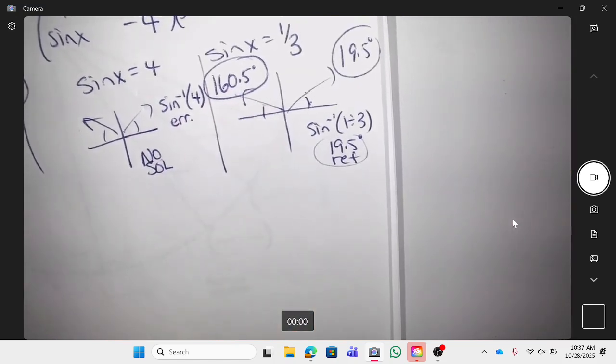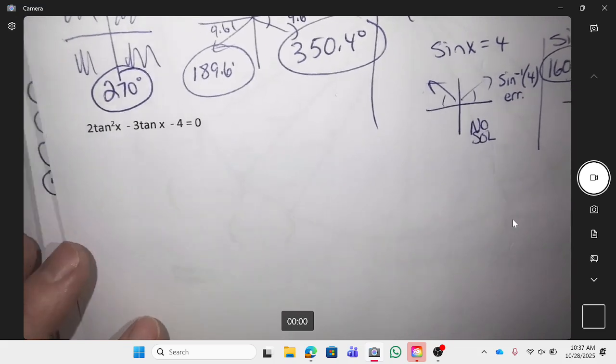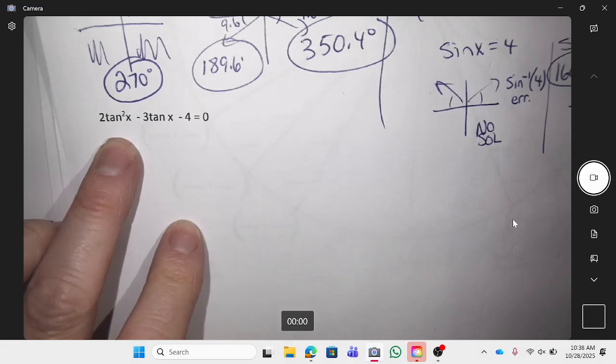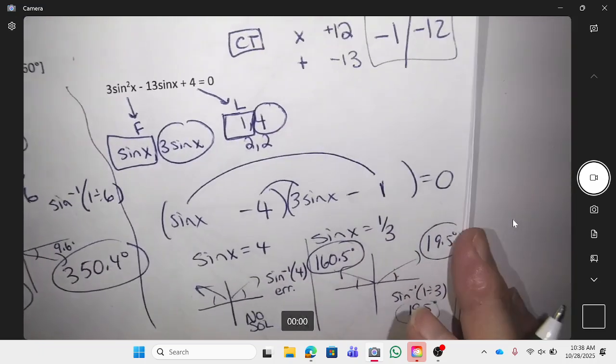Okay. We're going to save this next one so I can give you enough time to work. What do you think the next one's going to require? Maybe the formula, since it doesn't factor. Okay, what does the back side of your notebook look like? Is it blank? Yes. Okay, go to it.